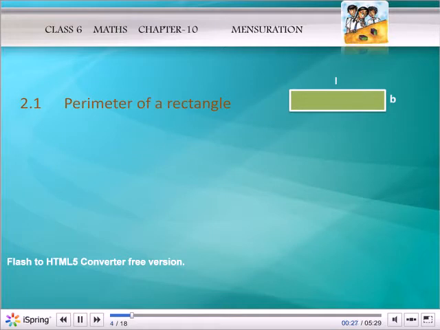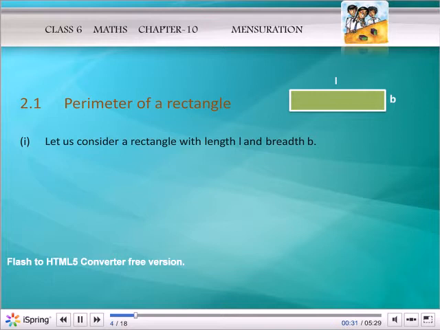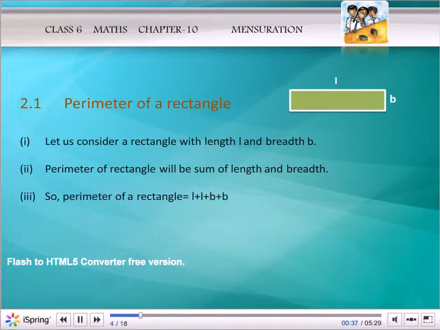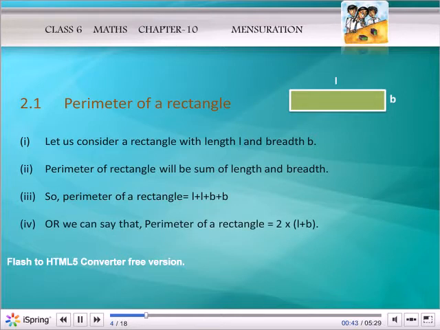Perimeter of a rectangle. Let us consider a rectangle with length L and breadth B. Perimeter of the rectangle will be the sum of all its sides. So perimeter of a rectangle is equal to L plus B plus L plus B. Or we can say that perimeter of a rectangle is equal to 2 into (L plus B).